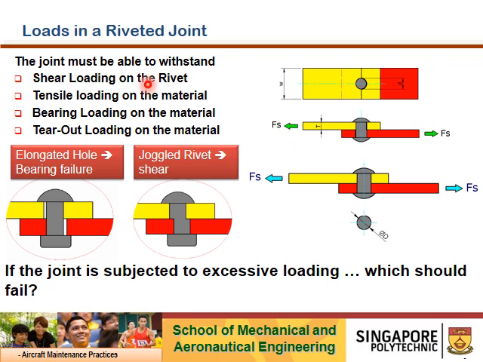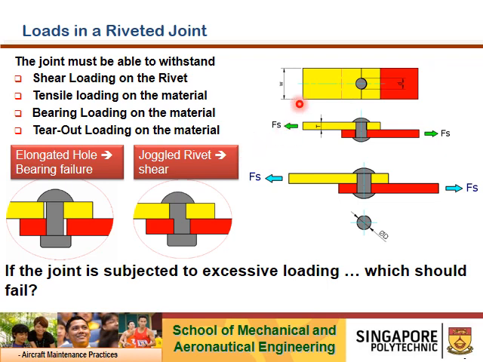The joint must be able to withstand shear loading on the rivets or fastener, and tensile, bearing, or tear loading on the material. So if the joint is subjected to excessive loading, which is known as ultimate tensile loading, which joint should fail? There's no standard answer for this.